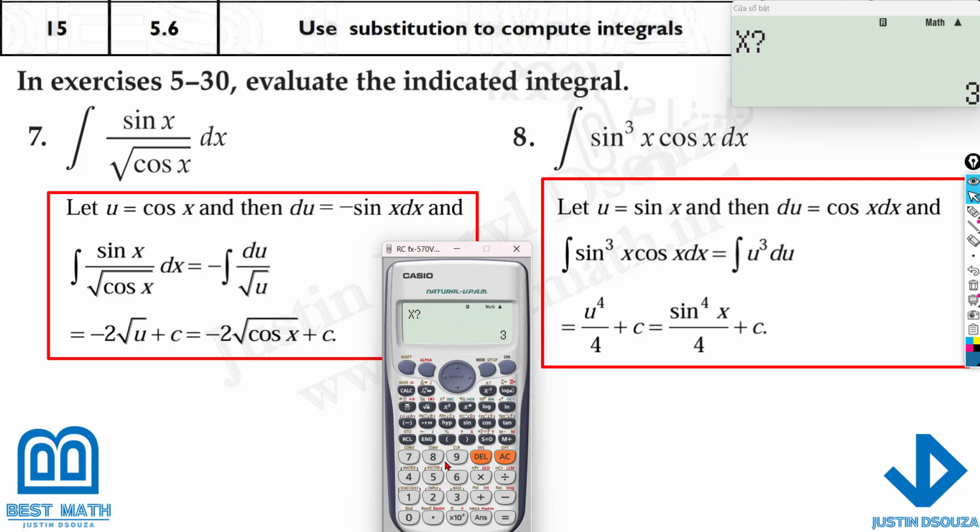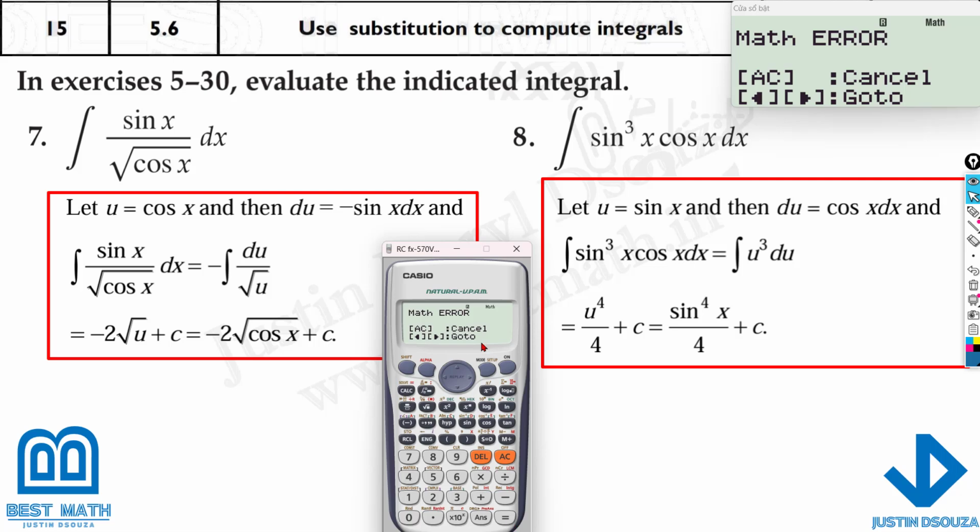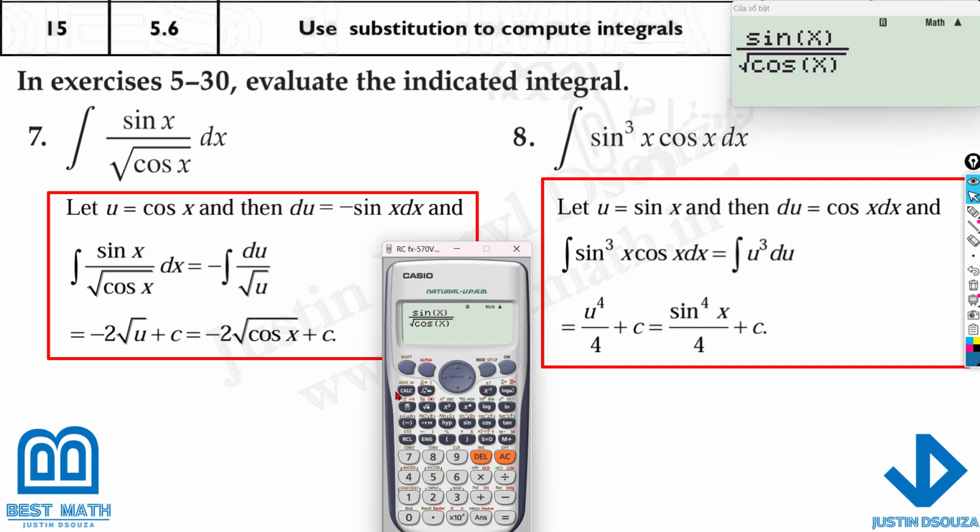Here, calculated at 2. Okay, now here we got a math error. Why? Because there's square root and the domain over here, you might get a negative number. So in such cases, whenever you get math error, try to change the x value.